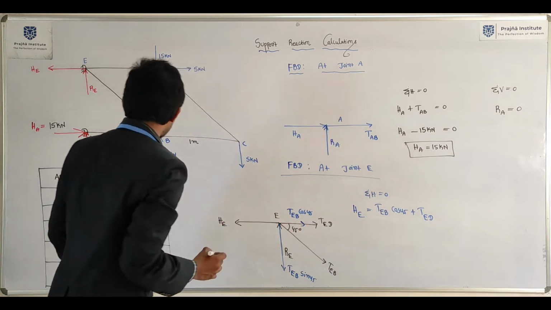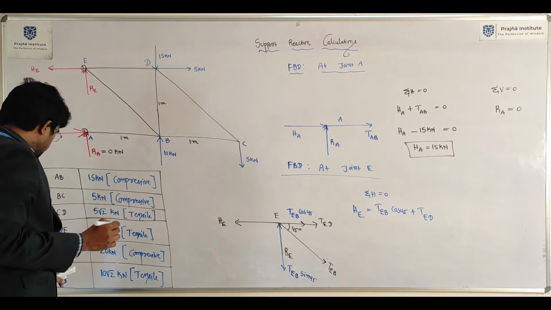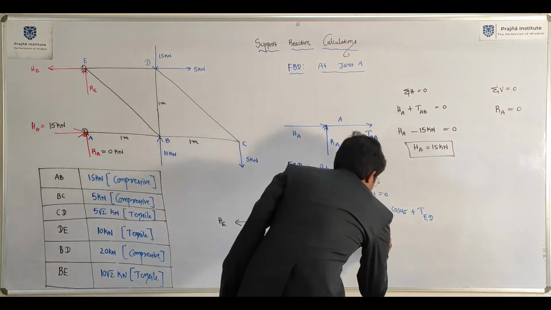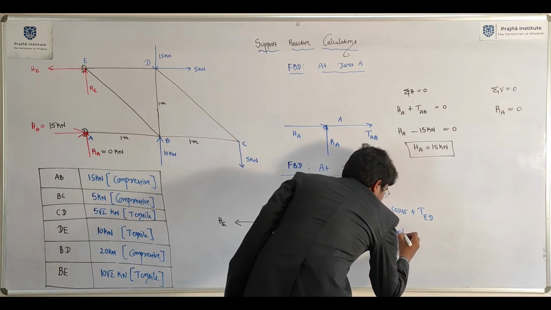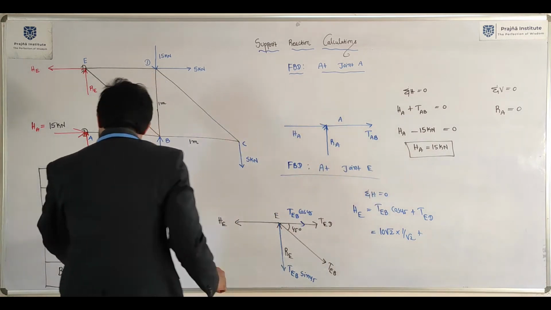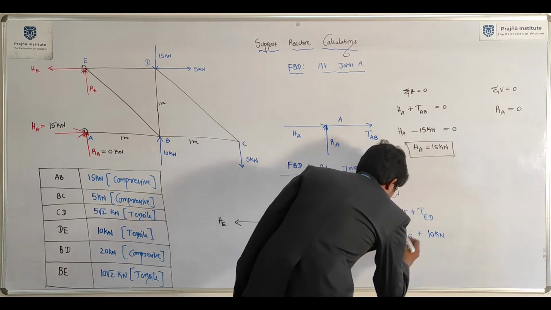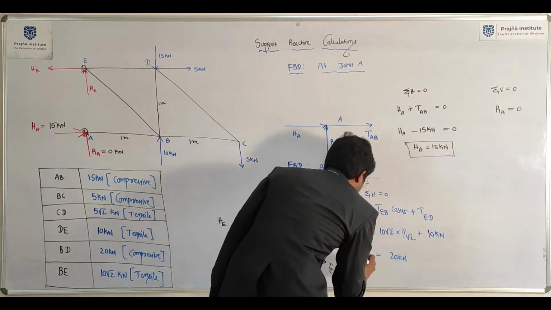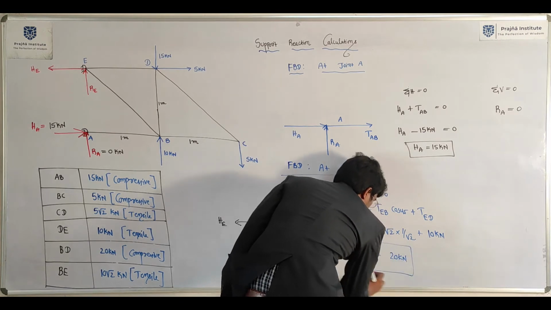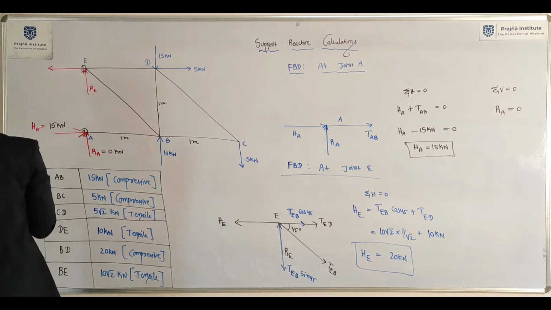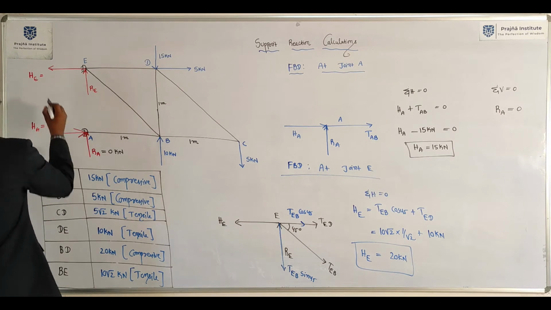Now, what is the force in the member BE? 10 root 2 tensile in nature. Force in the member DE: DE 10 kilonewton tensile in nature. Finally, we'll get 20 kilonewton tensile in nature. So HE equals to 20 kilonewton.